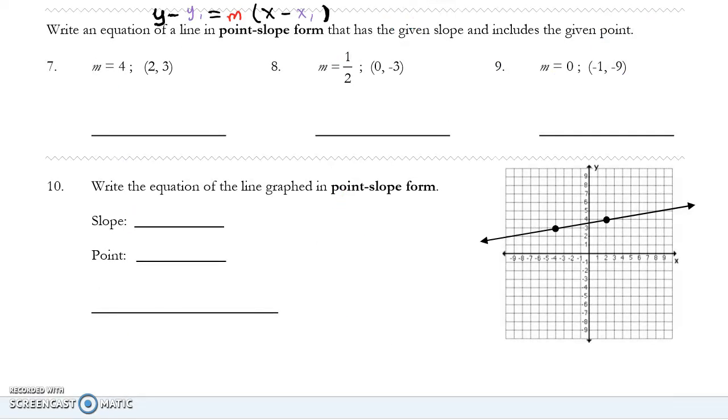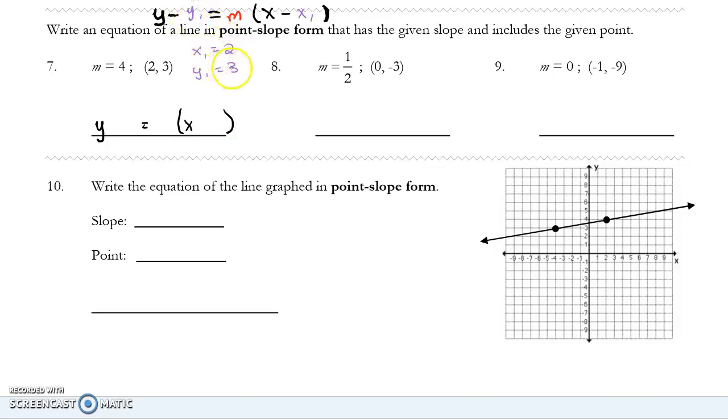For these next 3 problems, it's working in the reverse. I'm looking to write the formula. I gave you a slope, which we'll substitute in for m, and I gave you an ordered pair, which we'll put in for x1 and y1. So in number 7, it's recognizing that since I have the ordered pair 2, 3, my x1 is 2 and my y1 is 3. And I already have my slope, so I start with the y, the equals, and then the x in parentheses, and I start substituting in.